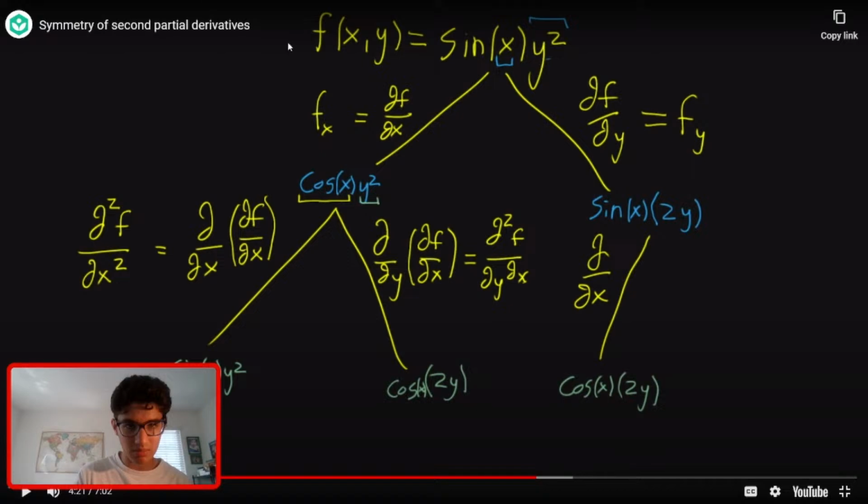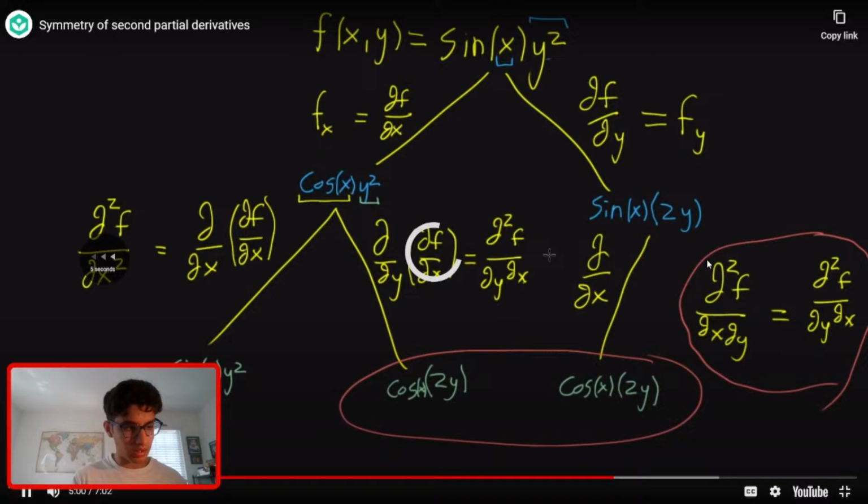Let's finish it off. The second partial derivative of f with respect to y will be the derivative of this with respect to y, which means it'll be 2 sine x. You're going to do it the other way around, y and then x, partial x. These guys are equal to each other.